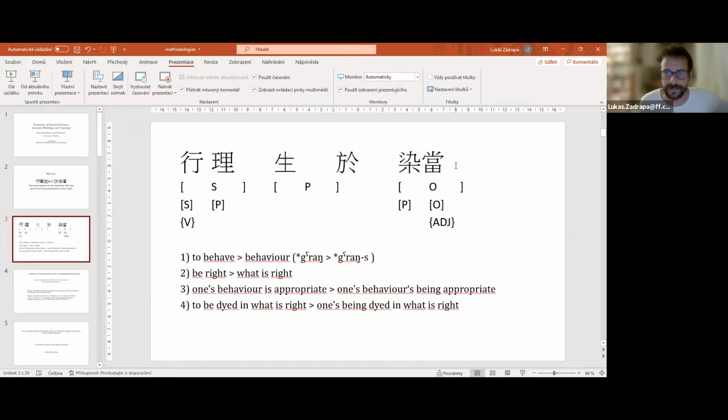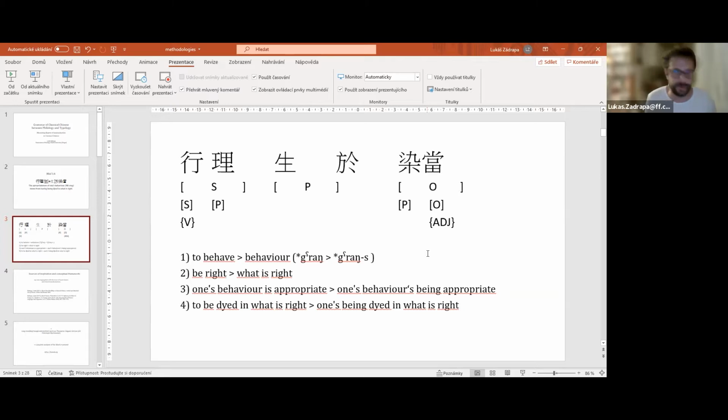And here tang is not an adjective anymore, but it is a systemic and systematic kind of nominalization, whereby adjectives can function as nouns with the meaning the thing or the person which has this property. So this is to be died in what is right. So the tongue is to be right, to be appropriate, but here it is the things that are appropriate. So it is another kind of nominalization.